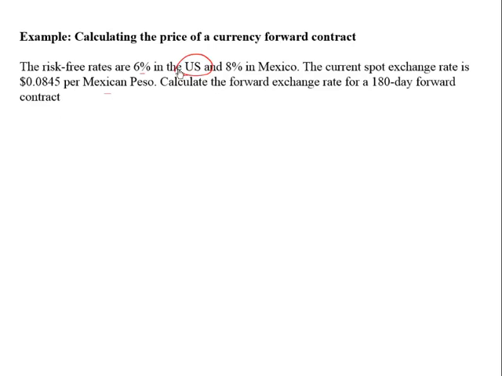Now, if there is US in the question, be a US citizen, bring everything in your direct quote. So our direct quote would be how many dollars per Mexican peso. Fortunately, in this question, it is given in the form of how many dollars per Mexican peso. So there is no adjustment that we need to do. Otherwise, we would have done 1 over whatever is the rate to convert it into a direct quote. Indirect quote and direct quote are just the reciprocals of each other. The forward rate can be derived as the spot rate into e raised to the power (rd minus rf) into t.